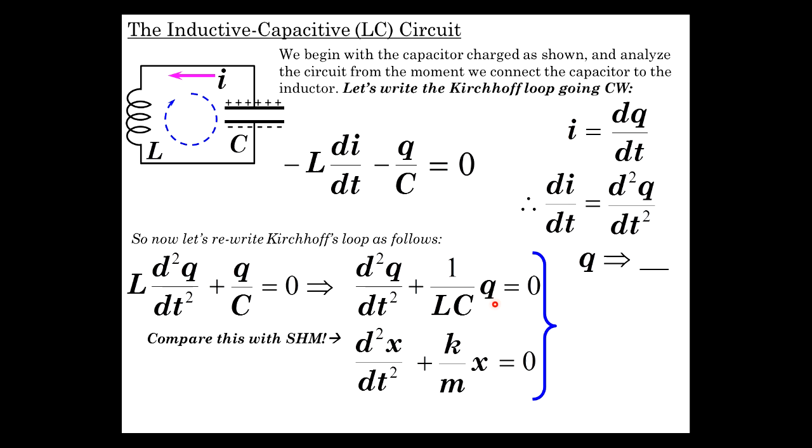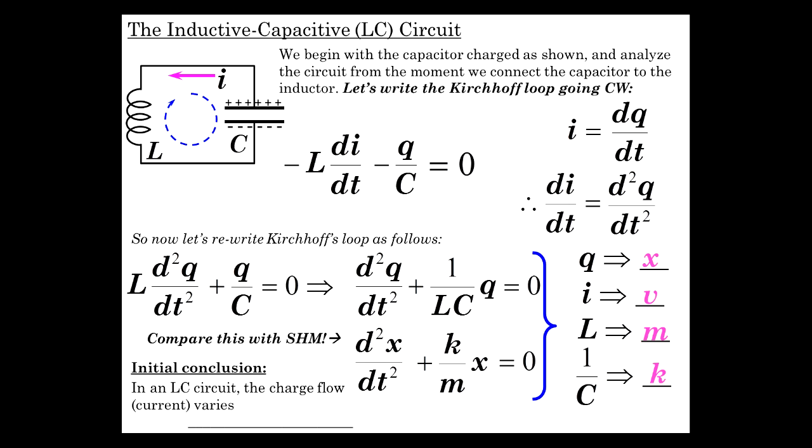Q and x, right? So Q is like x. I takes the place of v. L, the inductor, takes the place of the mass. And 1 over C takes the place of k, the spring constant.